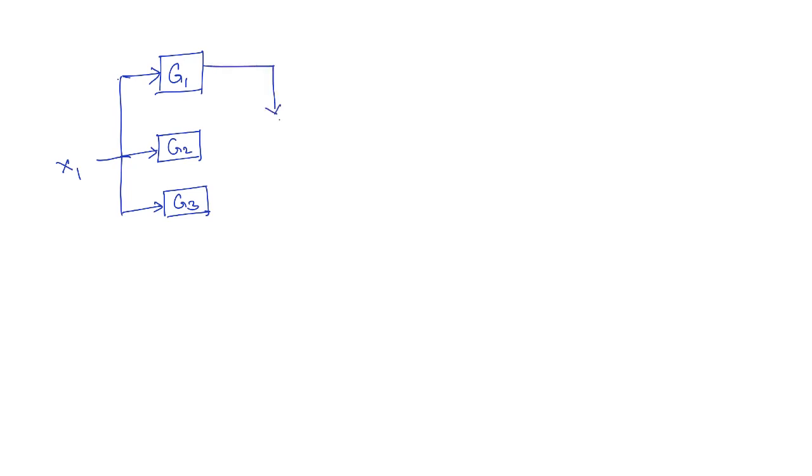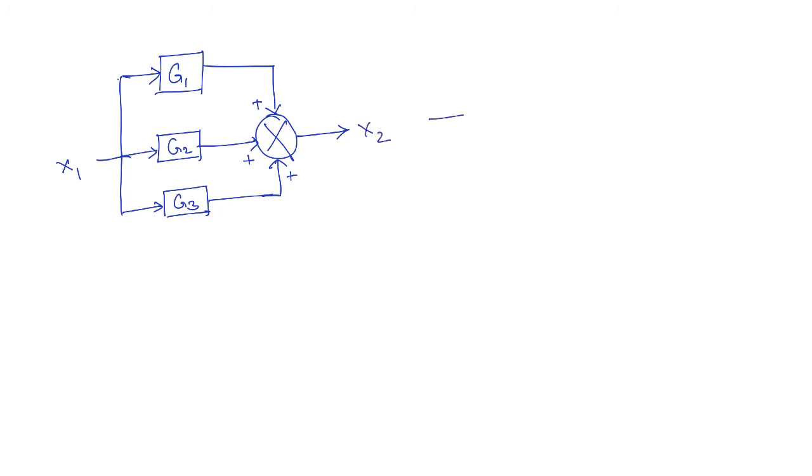Next, let us say you have blocks in parallel which are converging at a common summing point. So let this block be G1. We will take another block G2 and another block G3. So you have a common signal x1 that is input to each of these blocks, and these are converging at a common summing point. So this is plus, this is plus, and this is plus. Let us say the output signal is x2.